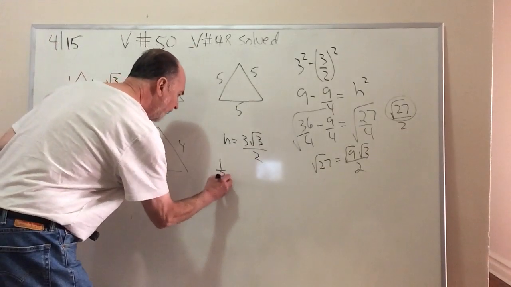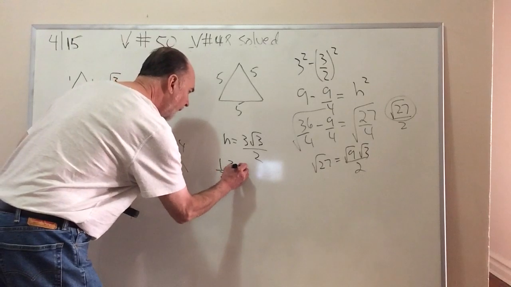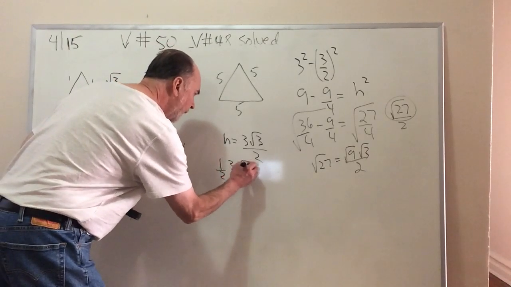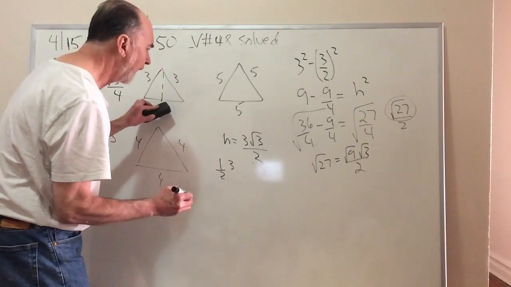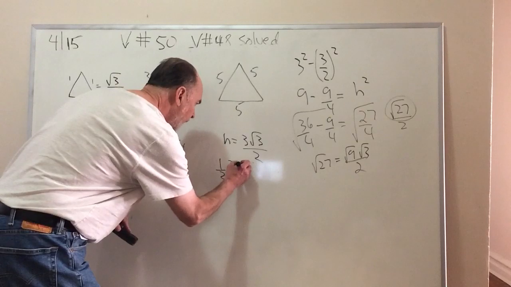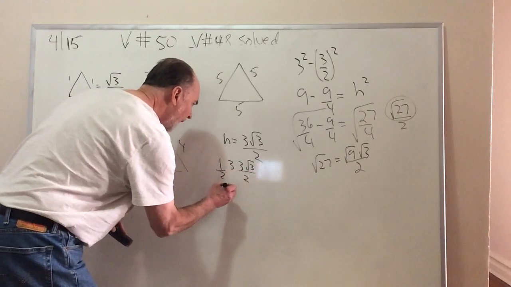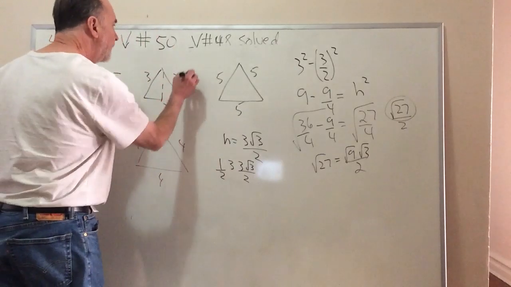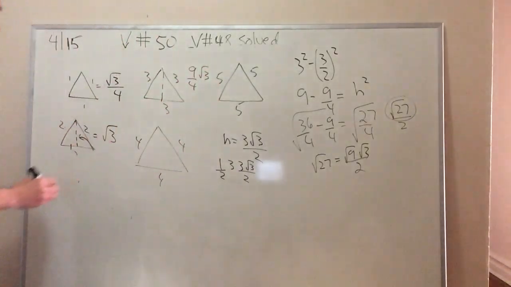Okay, 1/2 base, which here is 3, of course, times the height. The base here is 3, and the height here is 3 radical 3 over 2. So that would equal 1/2 times 3 times 3 radical 3 over 2. And I end up with 9 over 4 radical 3.